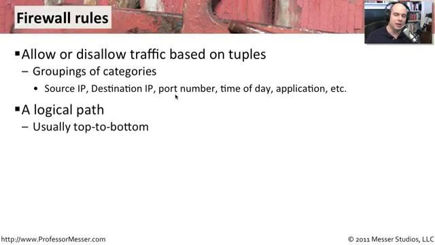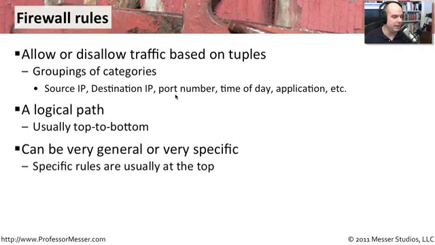Usually there is also a logical path that you follow with firewall rules. Almost always you start at the top of a rule base and you work your way down. It's not that way with every firewall, however. You'll need to look at your particular firewall and how it operates to find out exactly the path that it follows to be able to determine whether somebody has access to the internet or not.